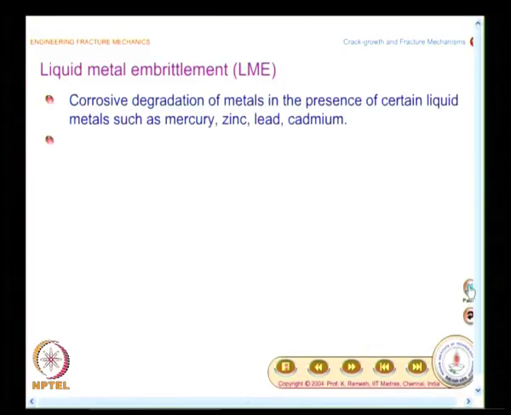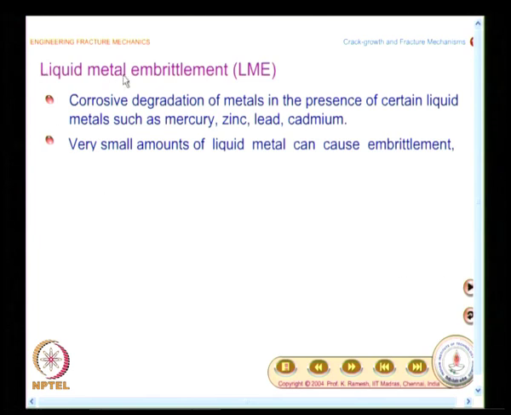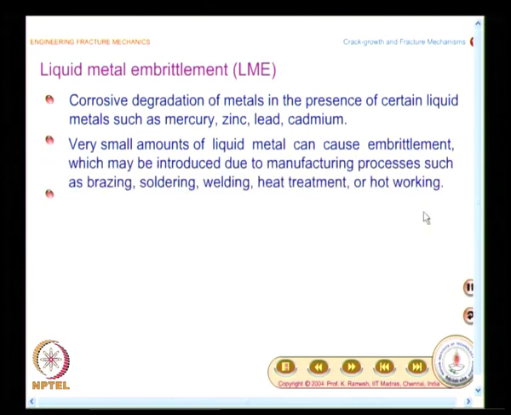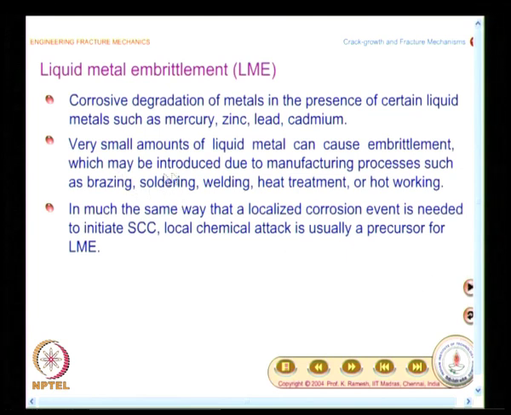And another crack growth mechanism is liquid metal embrittlement. It is the corrosive degradation of metals in the presence of certain liquid metals such as mercury, zinc, lead and cadmium. Like what we had seen in the case of hydrogen embrittlement, where very small amounts of hydrogen can cause problems, here also very small amounts of liquid metal can cause embrittlement. And where do they come from? They may be introduced due to manufacturing processes such as brazing, soldering, welding, heat treatment or hot working. See, these are basic manufacturing processes.